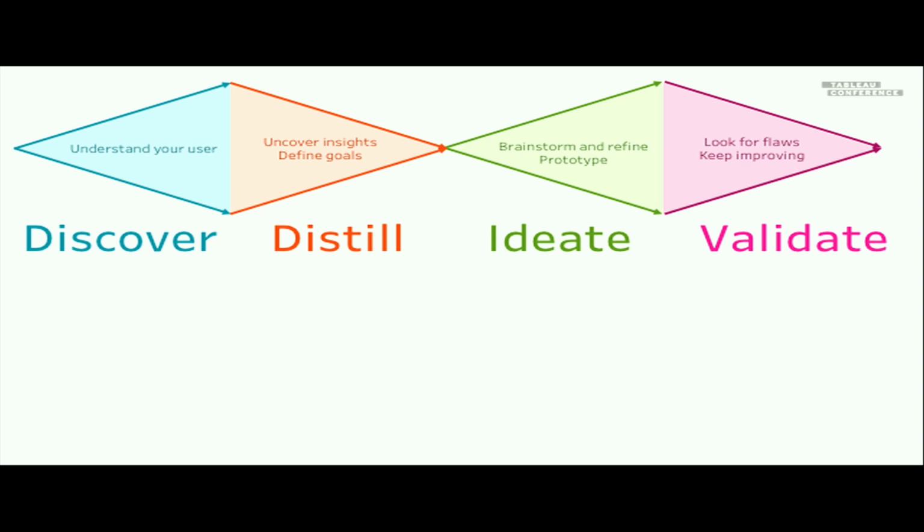This is called divergent thinking. And as the diamond comes back together, this is called convergent thinking. We're converging on one idea, a couple goals, or the final dashboard that we're going to be using.